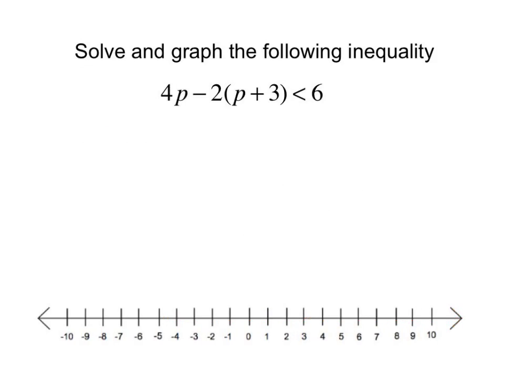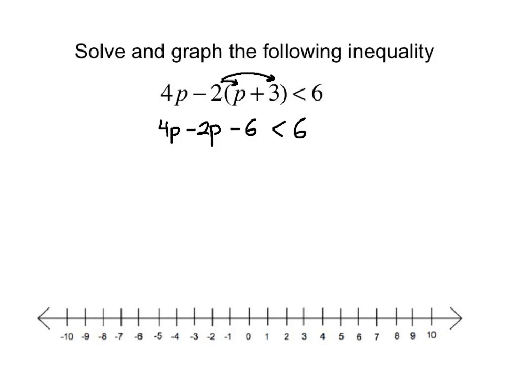So the next equation, we're asked to solve and graph again. I do notice that we do have some parentheses here. I notice this p plus 3 in parentheses that we can distribute across. So if we start with this, if I distribute the -2 across the parentheses, I notice that this is going to give me, I still have the 4p. -2 times p is a -2p. -2 times a positive 3 is a -6. And then we still have the rest of the equation less than 6.